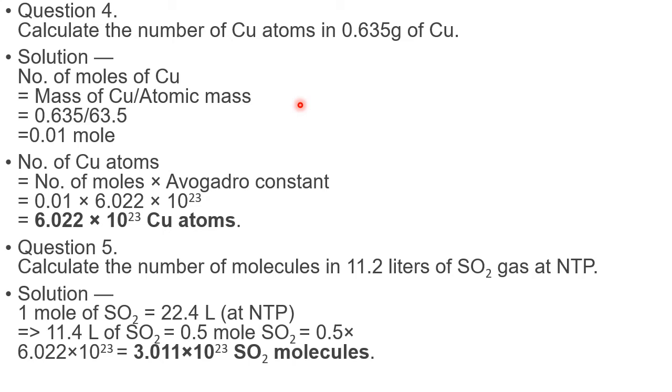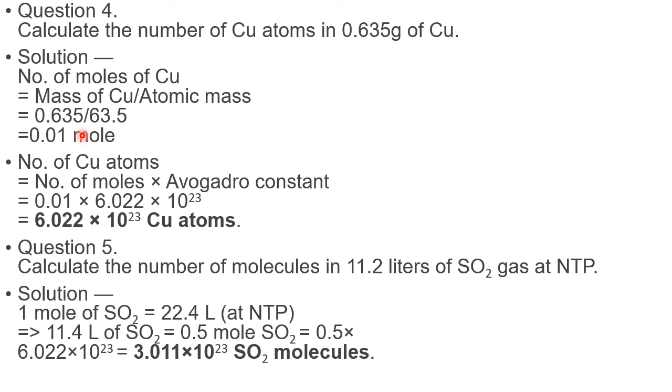Am I right? Then 0.635 gram of copper means how many moles of copper? It is 0.635 into 1 by 63.5. That is 0.01 mole. So 0.635 gram of copper means 0.01 mole.